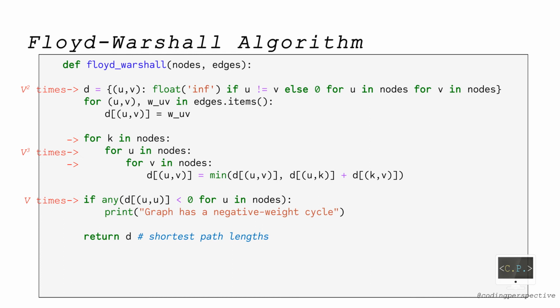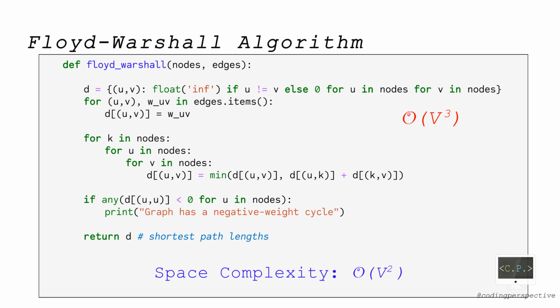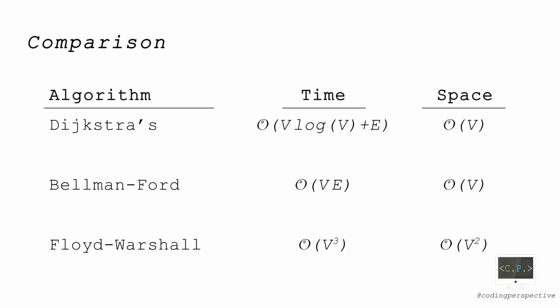In total, the time complexity of the Floyd-Warshall algorithm is order of v squared plus v cubed plus v, which is equal to order of v cubed. As we store the shortest path length of each pair of nodes, the space complexity is order of v squared. This completes the time and space complexities of the algorithms. Here is the table summarizing the performances of the algorithms.